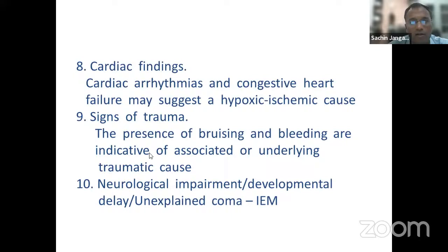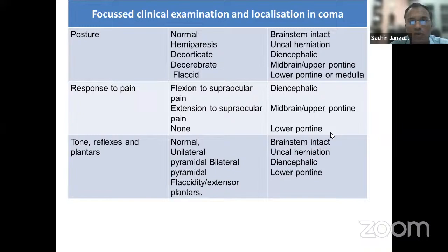You can have signs of trauma, bruising, bleeding, which can point towards a traumatic cause. If there is a history of neurological impairment, developmental delay, or something unexplained, this case may be an IEM. After the history and general examination, we can do the focused clinical examination for the localization of coma.